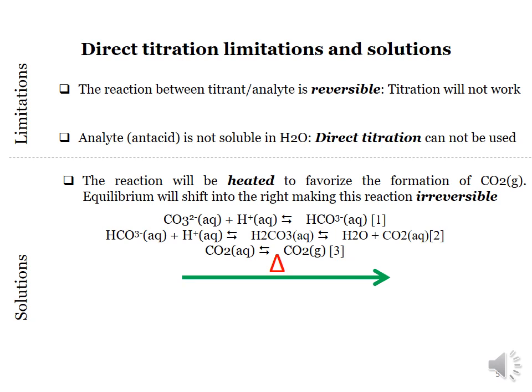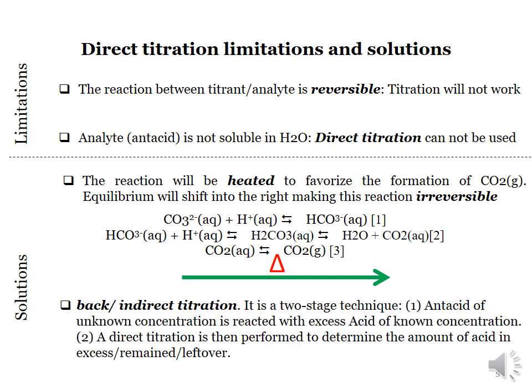There is another problem: the analyte is not soluble in water, and therefore direct titration we cannot apply. The solution for that is called back titration or indirect titration. Indirect titration is made of two steps. First, the antacid that is not soluble in water, we will dissolve it in a known excess amount of acid.